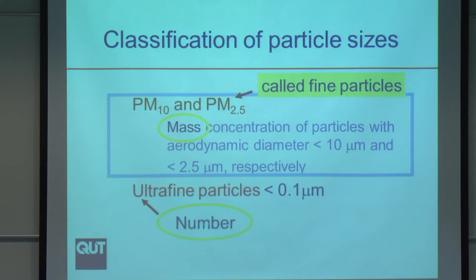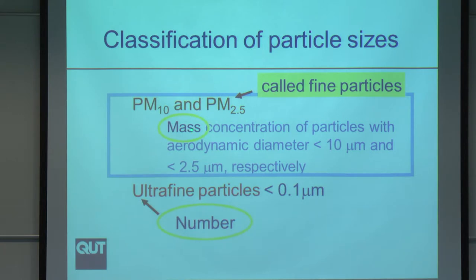But the important issue here is that this is measured by mass, it is mass concentration, and ultrafine particles or nanoparticles, however we call them, are basically always measured by number concentration. The simple reason for this is that the mass of these particles is so small that the sensitivity of the devices measuring mass in this range is simply not there. So we basically always talk about number concentration.